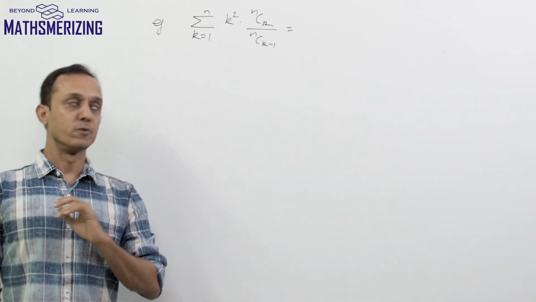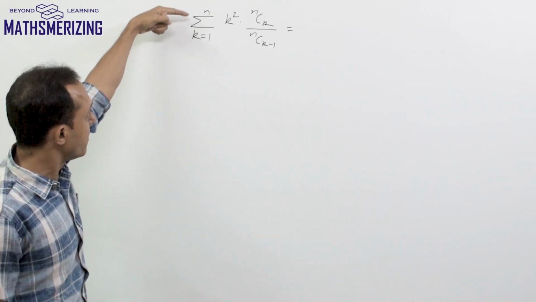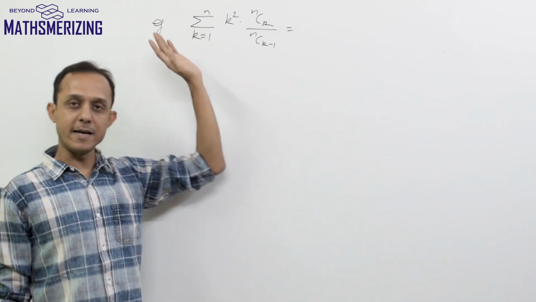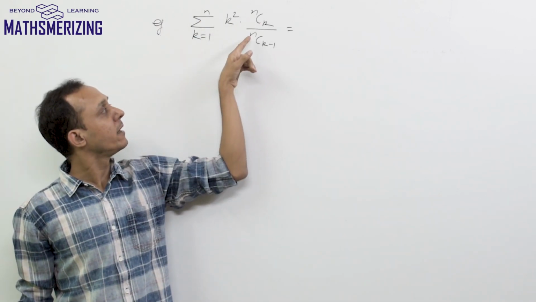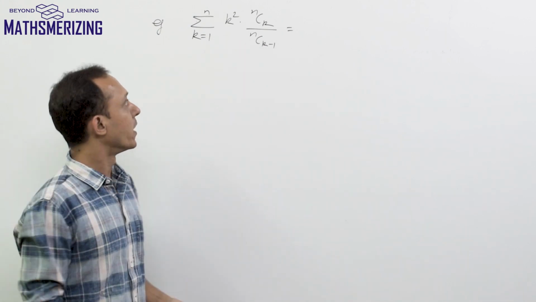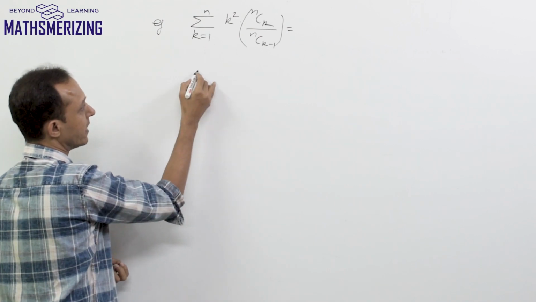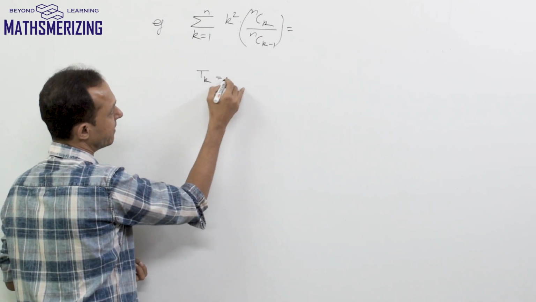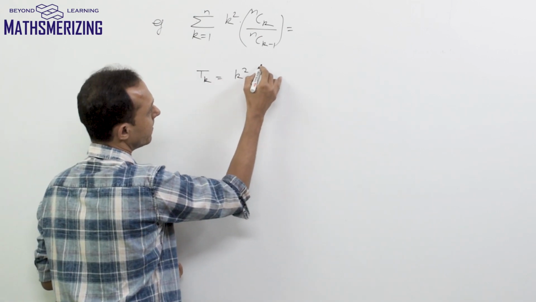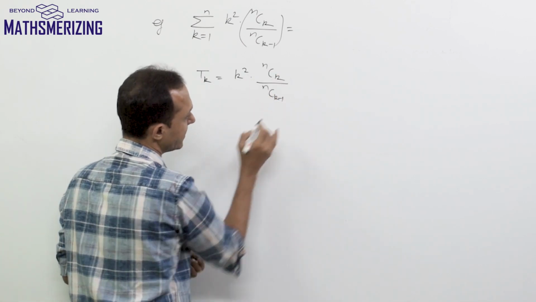Now let us take another question, which is I need to simplify this series, which is given as the summation k varies from 1 to n, and it is k square nCk upon nCk minus 1. Now here again what I see is its general term, or I should say its kth term, is given as k square into nCk upon nCk minus 1.